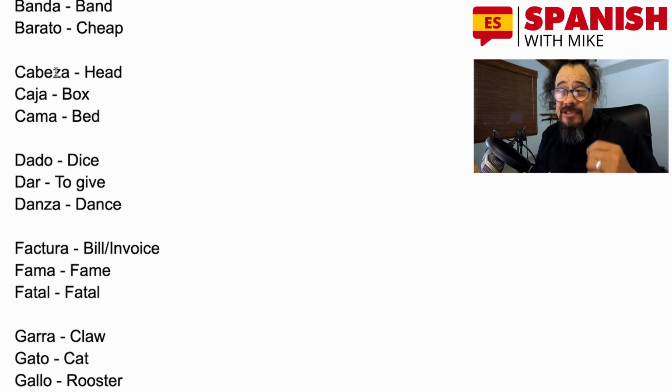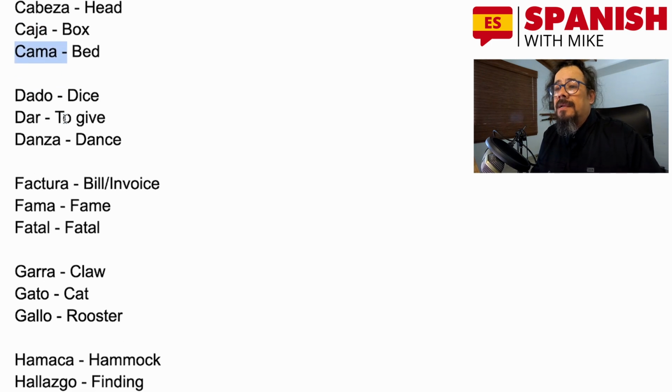For Spanish from Spain, the Z sounds like th, so they say cabeza with a th. But my Spanish is from Colombia. It's pretty much the same as Latin American Spanish, and we don't do that. We just say cabeza for head. Caja, box, and cama, bed.